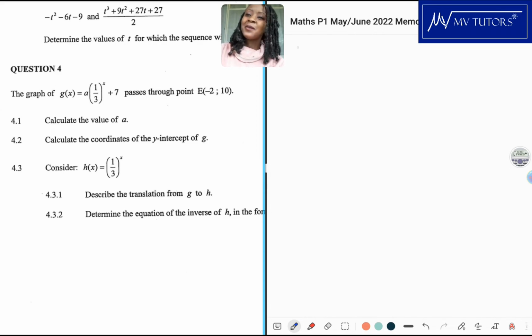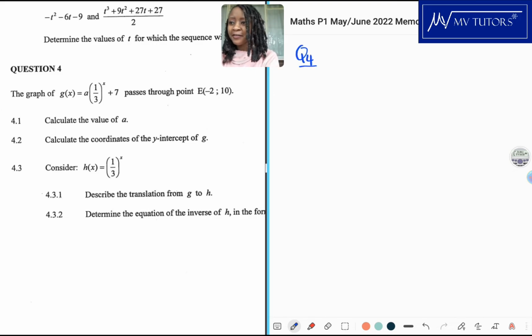All right, question 4. We have a graph. I hope you can recognize that it is an exponential graph. As soon as the x is an exponent, it is an exponential graph. And it passes through the point E. One thing you should recognize is that it is a third to the power x. So if you look at the value of a, it is positive but less than 1. Your graph should look something like that, if you were to sketch it.